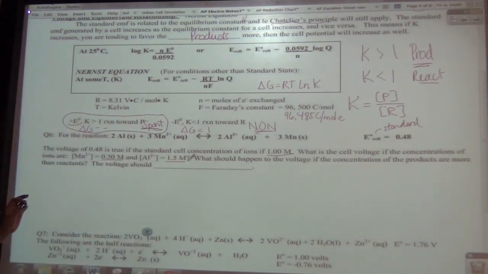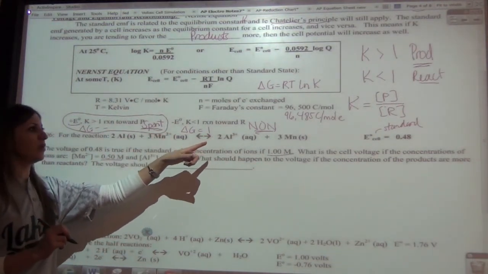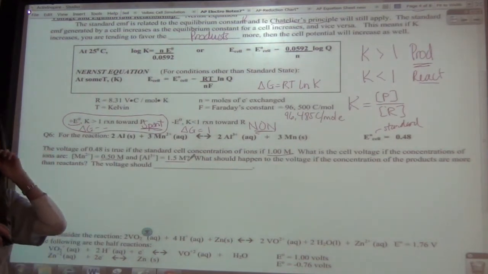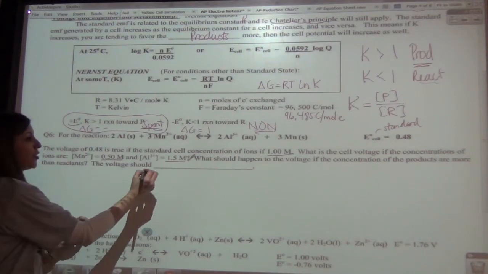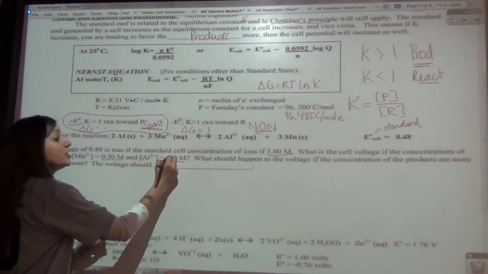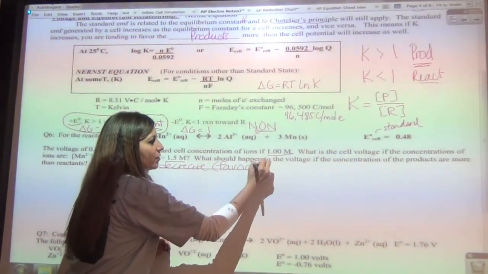What should happen to the voltage if the concentration of the products are more than the reactants? Well, if you get more products than you do reactants, then what's going to happen to your reaction? If you have too much on your product side, then what's going to happen? It's going to go backwards. And so your voltage then should decrease because you're going to favor the reactants.